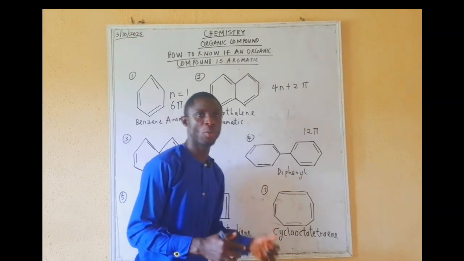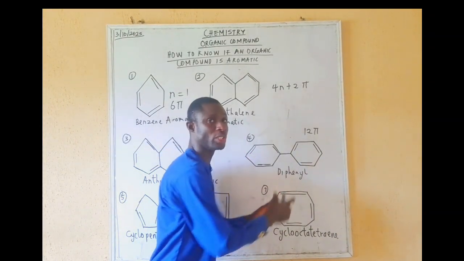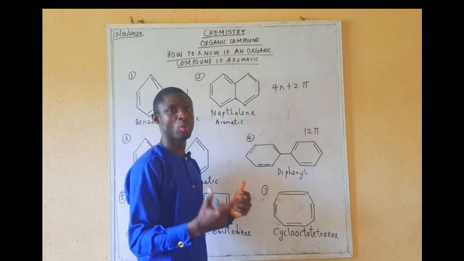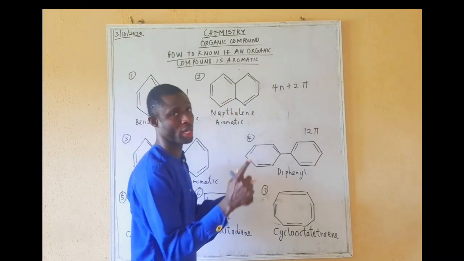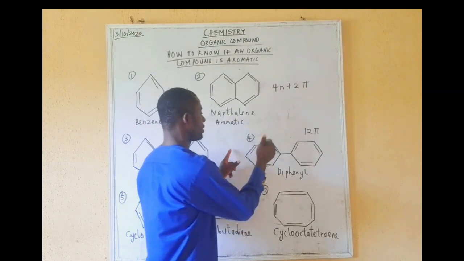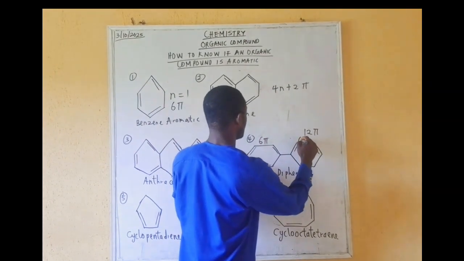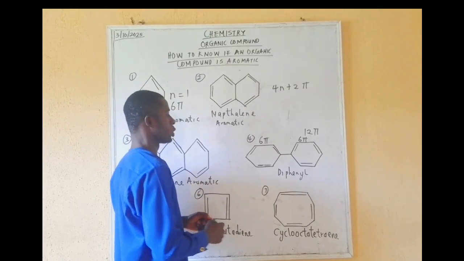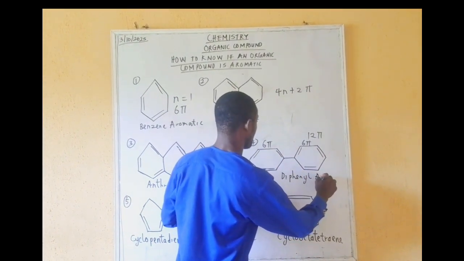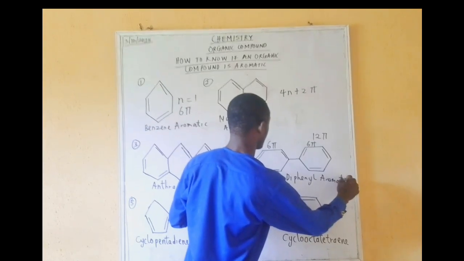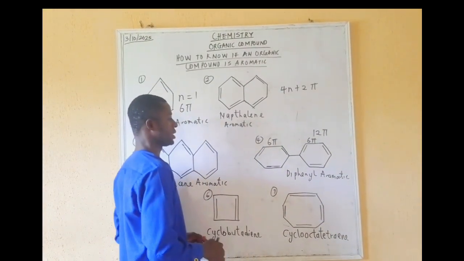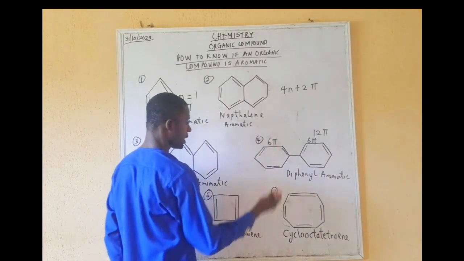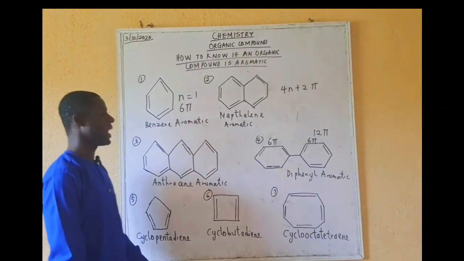What we just do is combine 2 benzene together. And benzene obeys what? Hückel's rule. If you put 1 here, that is 4 times 1 plus 2, that will be 6 pi. So we have 6 pi here, we have 6 pi here. Just the combination of 2 benzene. So it's also aromatic. If it's cyclic, it's planar, conjugated, and the pi electrons are delocalized.